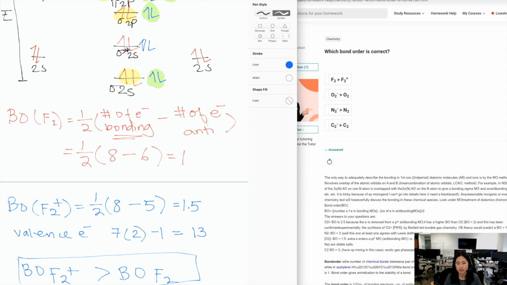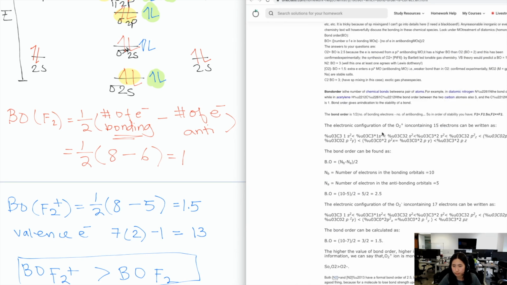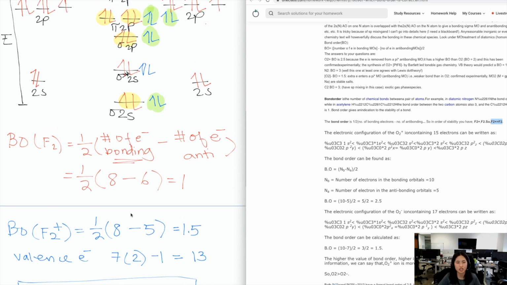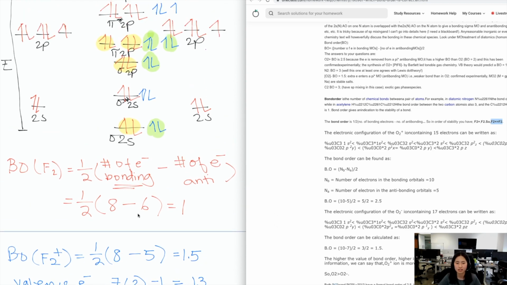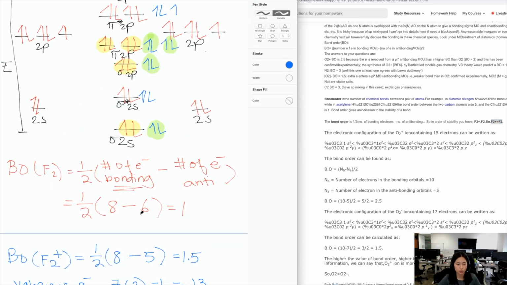Okay, does that make sense? So let's see what they wrote. Yeah, so they wrote F2 plus is greater compared to F2 for the bond order. So this is right. It's just that I like visuals a lot, and it's just easier for me to count. So that's why I'm showing this to you.